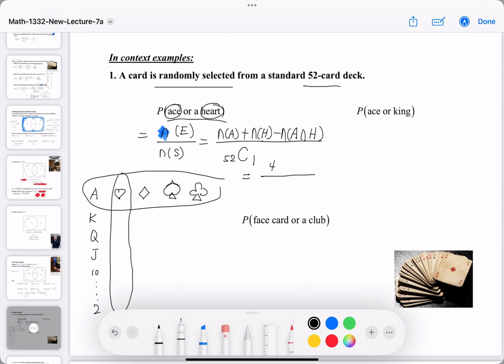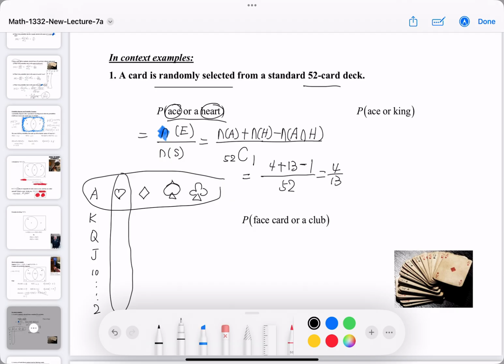Okay, we're going to have 4. And then what is N of heart? So how many hearts do we have? We have 13 hearts. And then minus the overlapped. So this card is both ace and heart. That is the card here. We have only 1 divided by 52, because 52 C1 is 52. And then we can simplify this solution. We are having 16 divided by 52, which is 4 over 13.